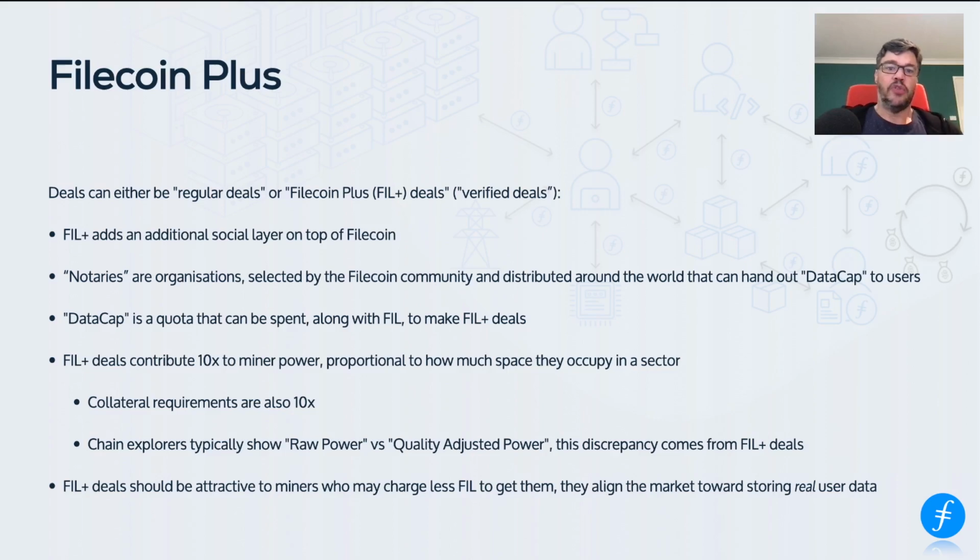Filecoin Plus deals should be attractive to miners, so they may charge less to get them. They align the market towards storing real data. That's the intention of Filecoin Plus. It's a fairly new program. It's still rolling out. Notaries are still signing up. You can actually get a small amount of data cap free if you've got a long-standing GitHub account. I think it's like 8 gigs a month you can get.